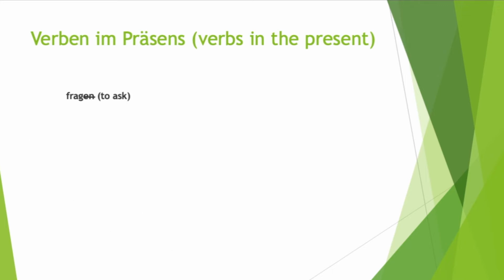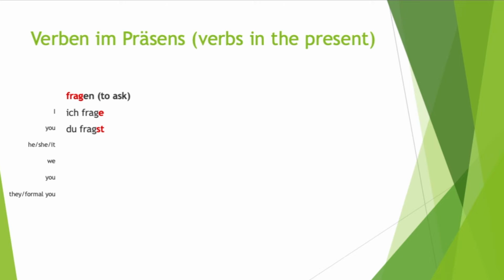To conjugate a verb, you need the root part of the verb. To do that, you just delete the n ending. And you're left with the root. So frag is the root of fragen. To that root, you just attach new endings depending on the personal pronoun. So for I ask, you'd say, ich frage. You ask, du fragst. Repeat after me, by the way. I want you to repeat everything I say in German so you can practice your pronunciation.